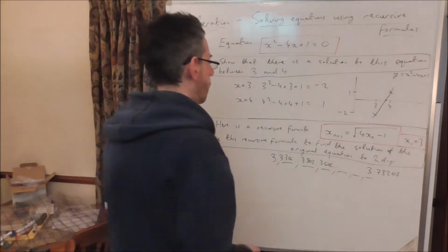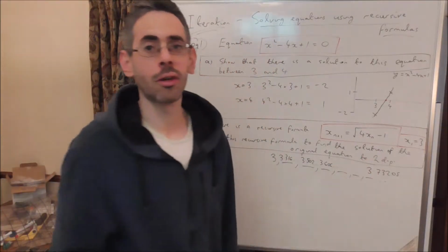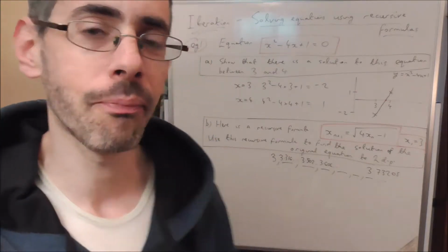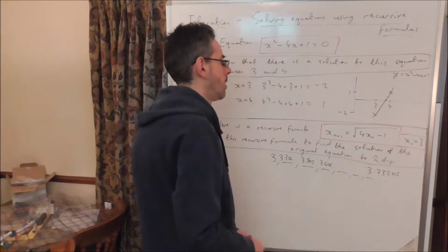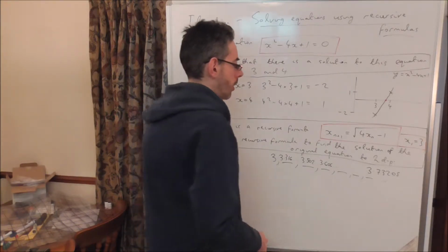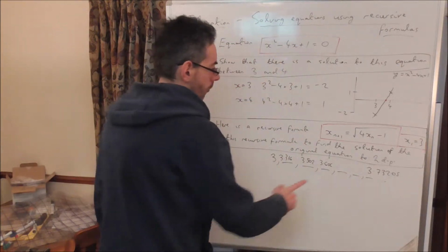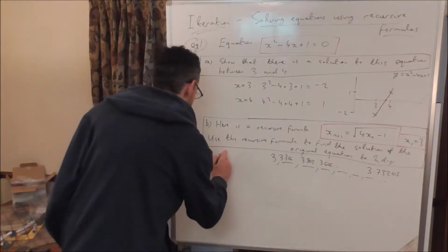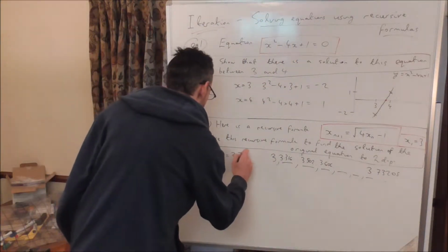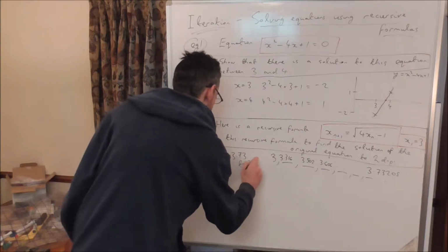And apparently this number that the terms get closer and closer to is the solution to the equation. It's not clear what the connection is yet, but I guess if that's true, then we could say that the solution is 3.73 to 2 decimal places.